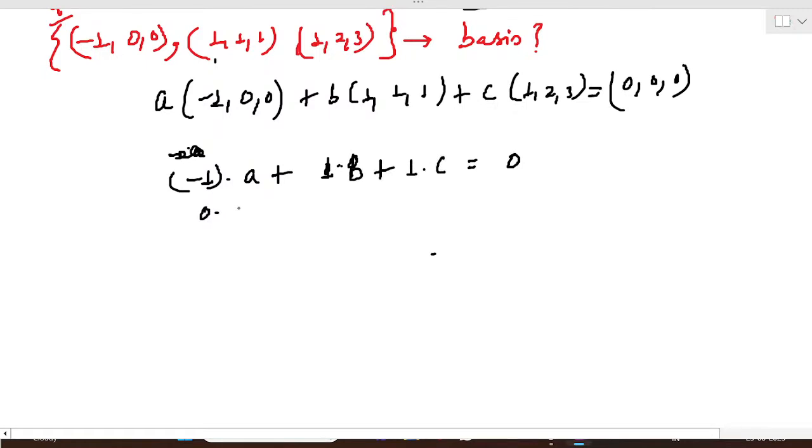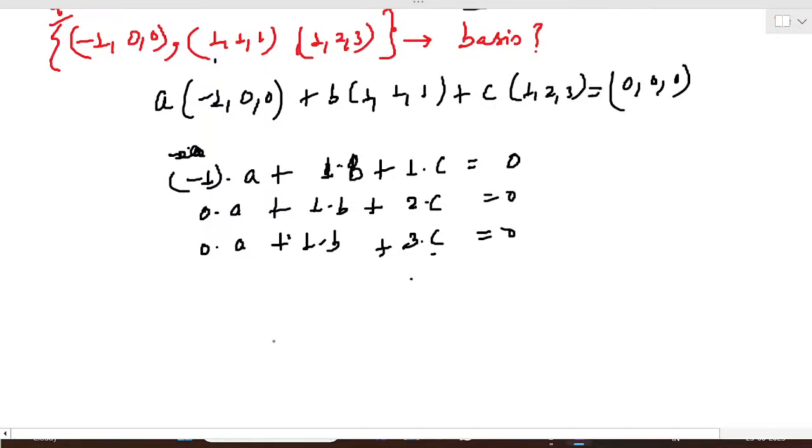Then I'm writing 0 into a. This is 1 into b, just to show you that matrix thing. Okay, 2 into c is equal to 0, and then 3 into c is 0 here. I think this is something that you can follow. So what does it imply? It implies that this matrix would be simply minus 1, 0, 0, 1, 1, 1, and then 1, 2, 3, and then I can write a, b, c.